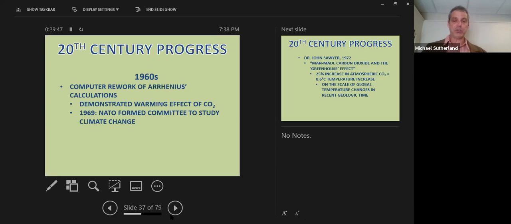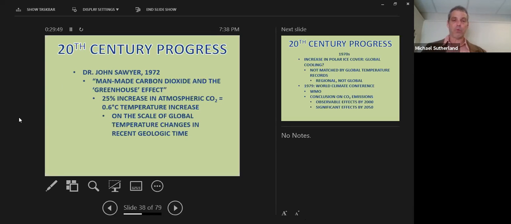In 1972, a researcher by the name of John Sawyer published a paper making this very clear, that carbon dioxide was a potential hazard for society as we know it, and that it had been conclusively demonstrated at this point that the increase in carbon dioxide levels due to combustion were starting to have a noticeable effect on our climate.